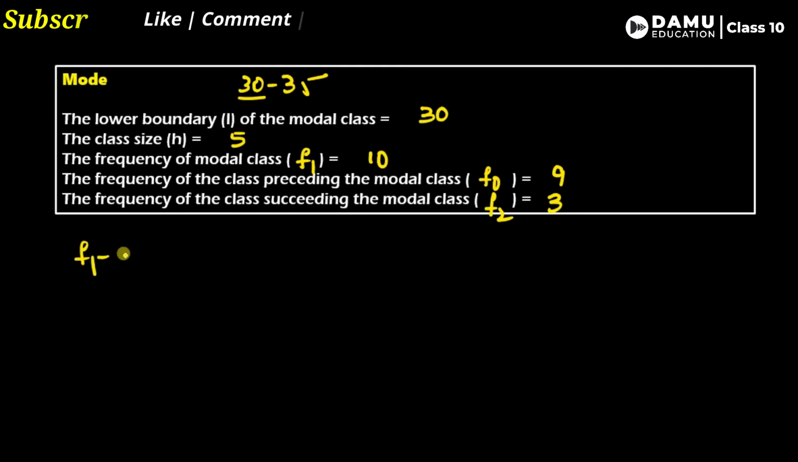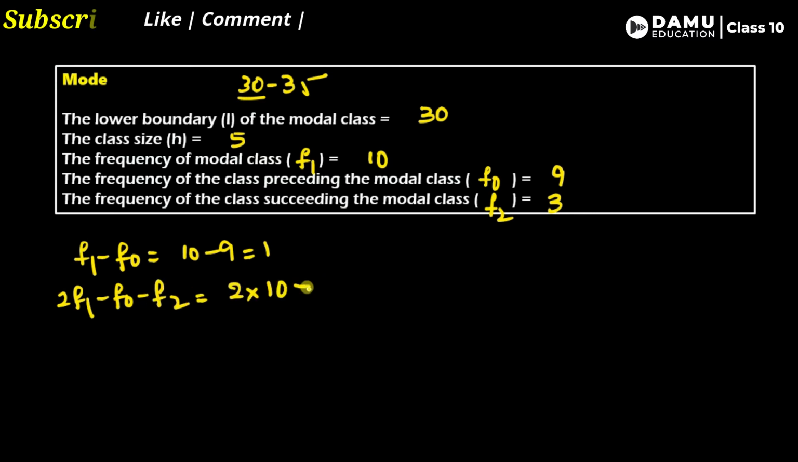So let's find f1 minus f0. f1 is 10 and f0 is 9, we get 1. Then 2f1 minus f0 minus f2 is 2 into 10 minus 9 minus 3, so 20 minus 12. That is 8. Now let's substitute all the values.